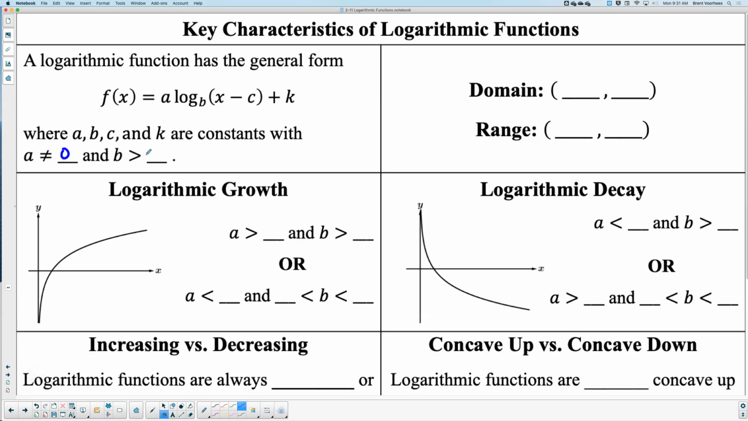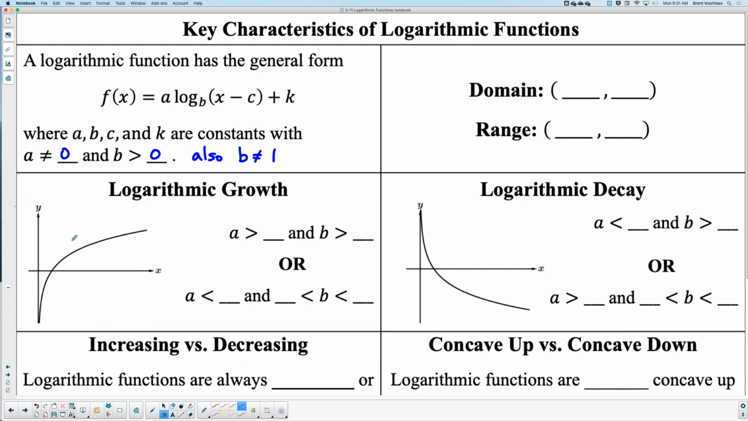Now, B needs to be greater than some value. Good guess. It needs to be greater than 0. I did not put this on there. I'm just realizing I needed to. Also, B cannot equal 1. B's got to be greater than 0, but it cannot be 1.